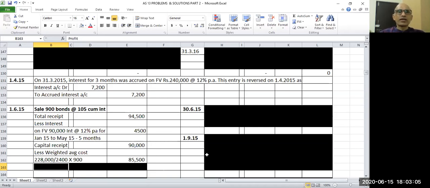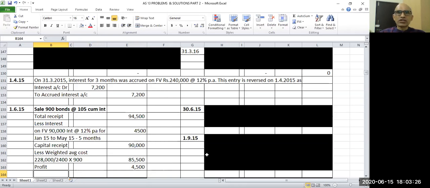So my selling price, excluding interest or capital receipt, as I can call it, is 90,000. Less weighted average cost is 85,500. So difference, profit or loss, is 4,500. My selling price, capital receipt, is more than the cost. So my profit is 4,500 rupees.